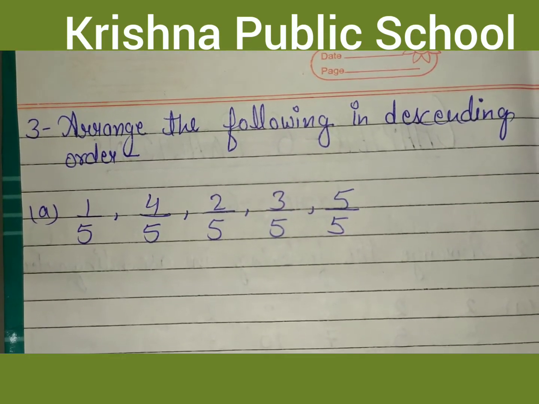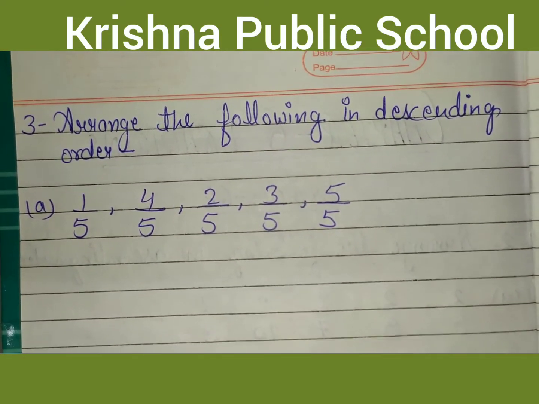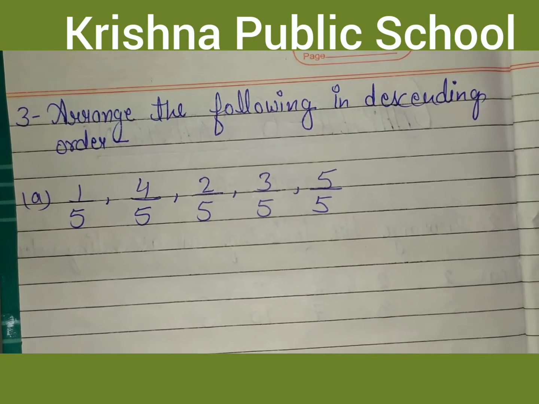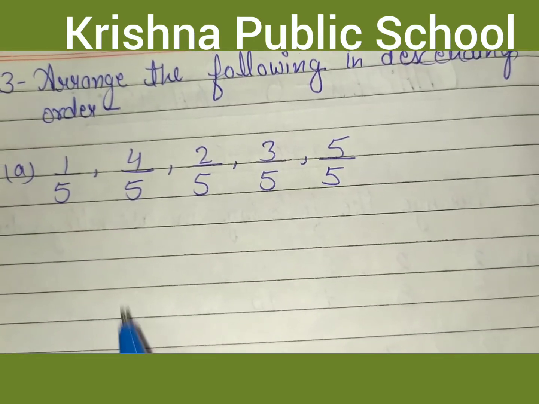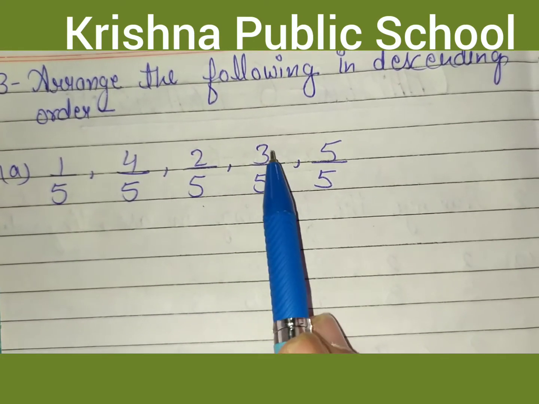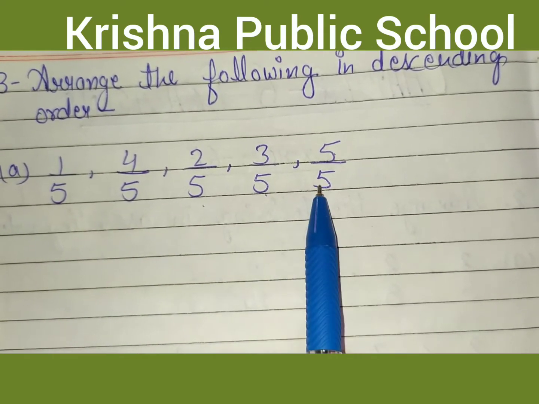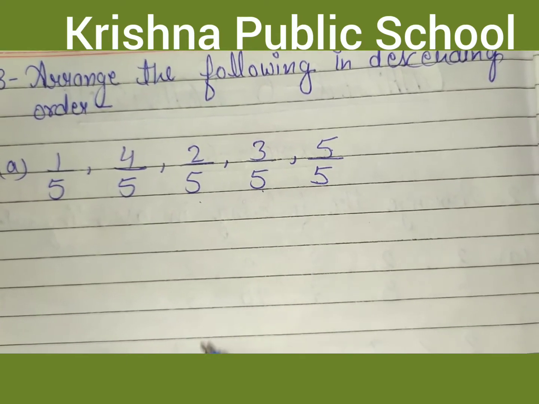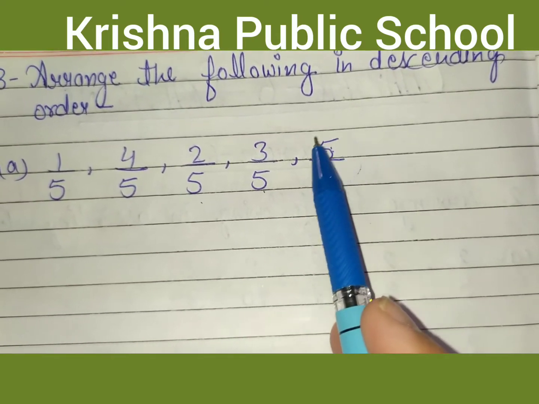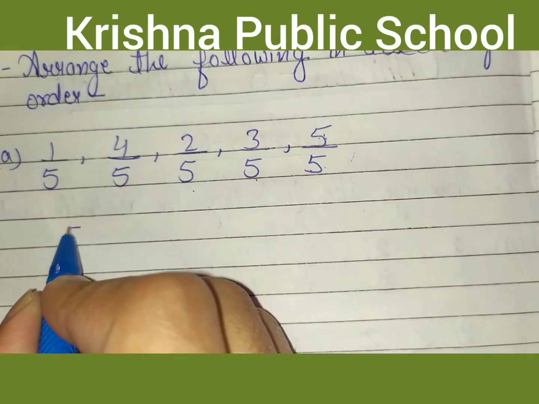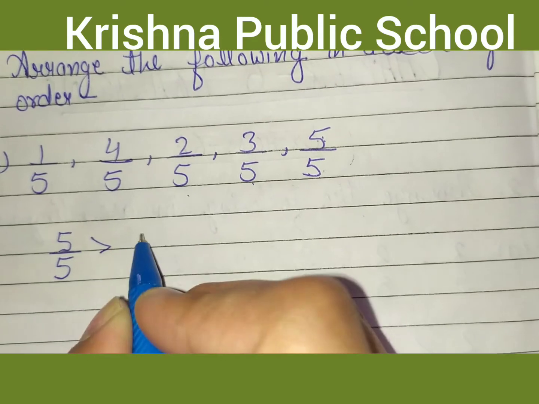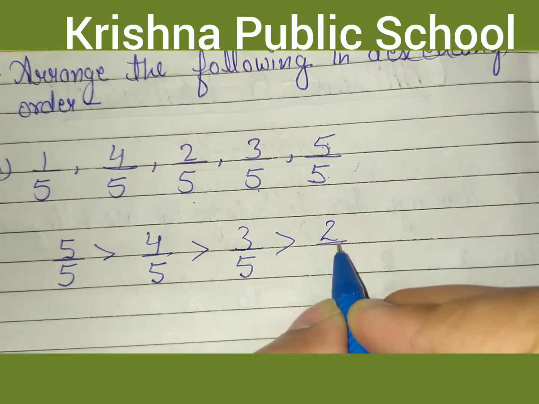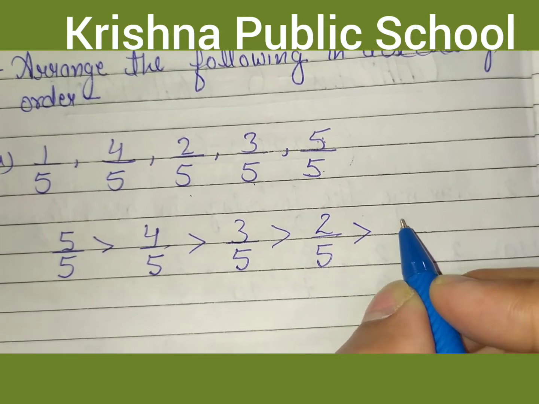Question number 3. Arrange the following in descending order. What is descending order? Descending order moves from the largest number to the smallest number. So firstly find the largest number. The fractions are 1 upon 5, 4 upon 5, 2 upon 5, 3 upon 5, 5 upon 5. The denominator 5 is common. So compare numerators 1, 4, 2, 3, 5. The largest numerator is 5. That is why this fraction is largest. Firstly write this fraction 5 upon 5. Then write 4 upon 5. Then write 3 upon 5. Then write 2 upon 5. And the smallest is 1 upon 5.